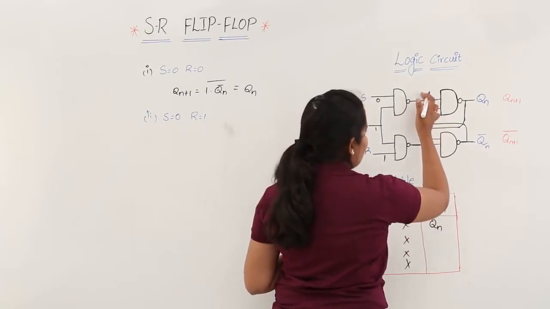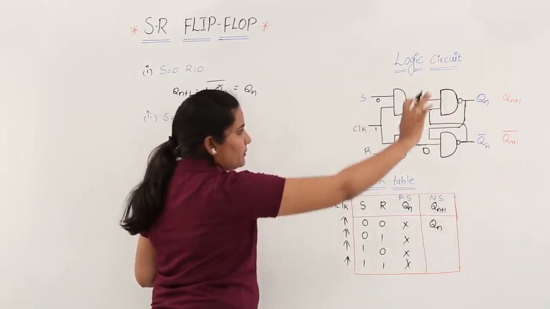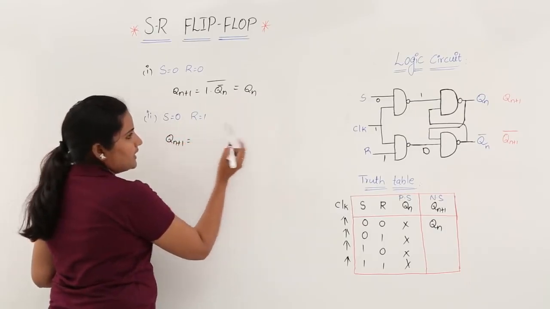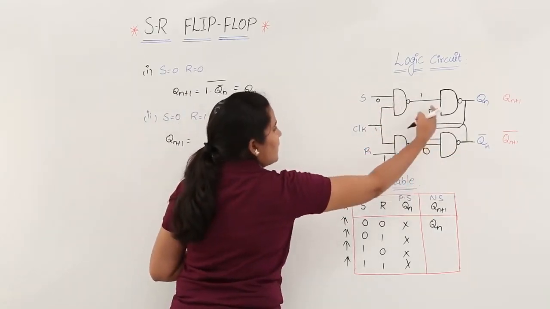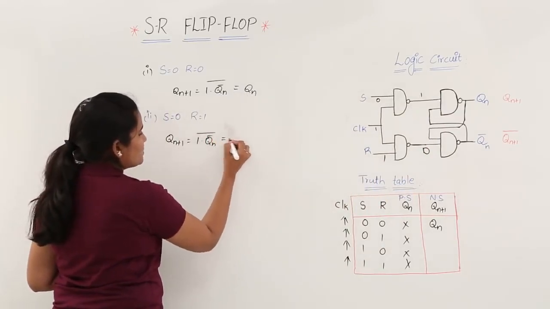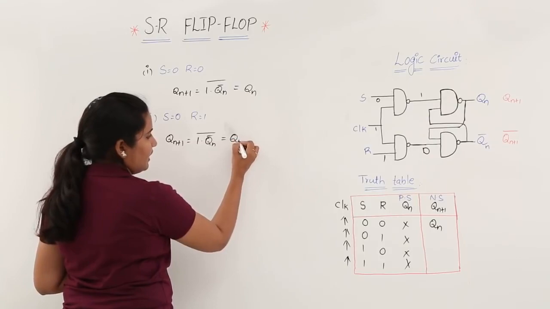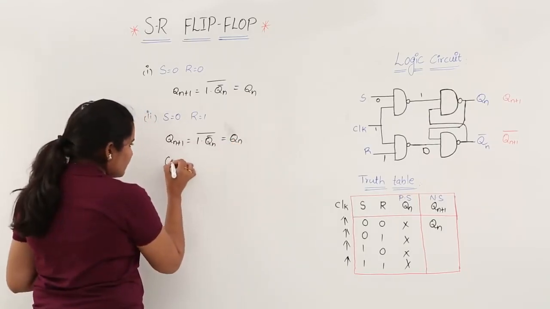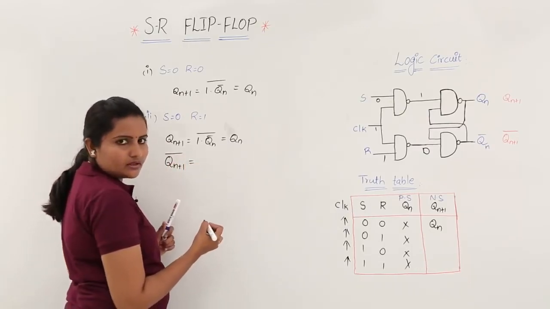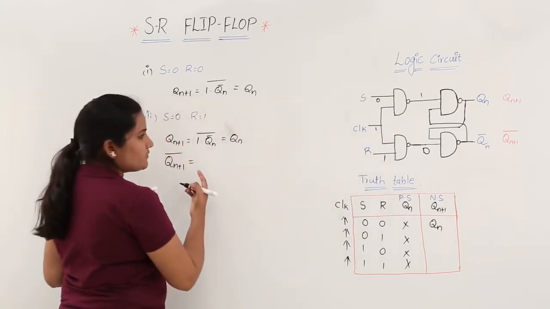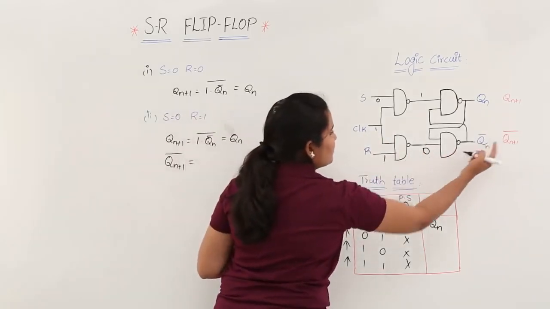For example, I am taking the normal port for Qn plus 1. If I write 1 into Qn bar whole bar, this is equivalent to Qn, so you didn't get any value. So you check the complementary port; if you get a value there, then you can imply it for the normal port. So I am checking the Qn plus 1 bar port, that means this port output.